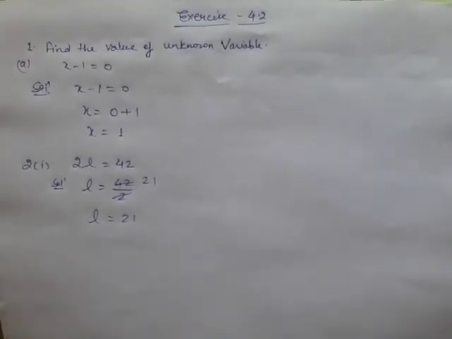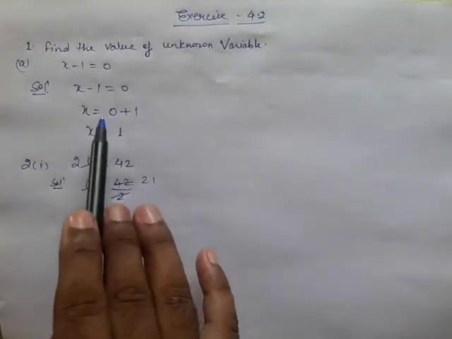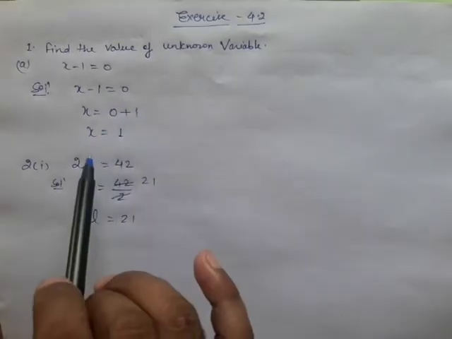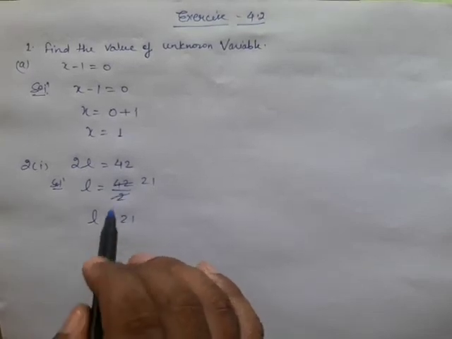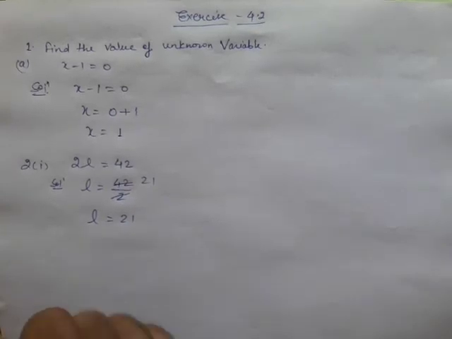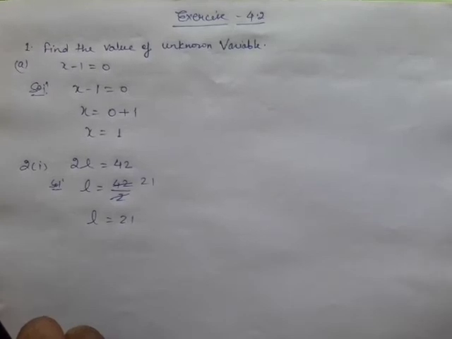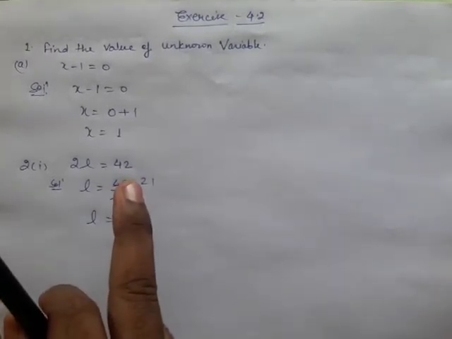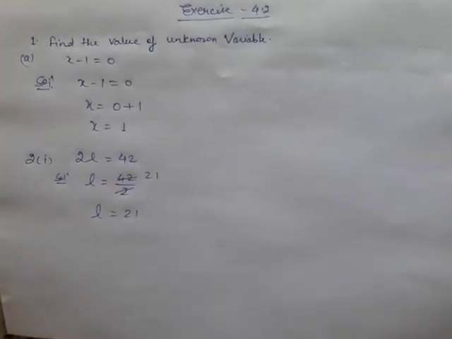In first question, find the value of unknown variable. X minus 1 equal to 0, x equal to 0 plus 1, x equal to 1. 2l equal to 42, l equal to 42 by 2, cancel, 21. L equal to 21. Clear? In this exercise, all the questions are the same: only find the value of unknown variable. Next one.